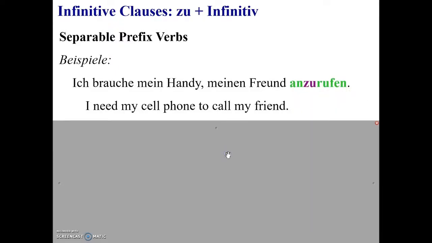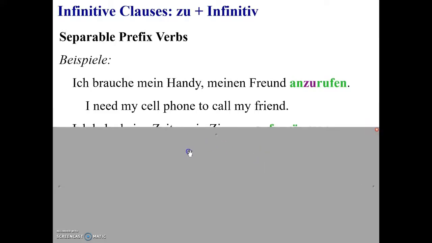Here's a couple more examples of separable prefix verbs in infinitive clauses. So, ich brauche mein Handy, meinen Freund anzurufen. I need my cell phone to call my friend. Anrufen is a separable prefix verb, so that zu gets added between an and rufen and becomes anzurufen.